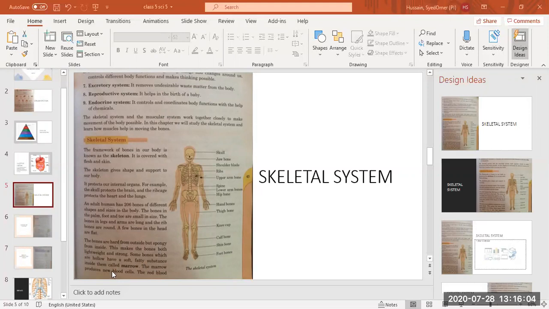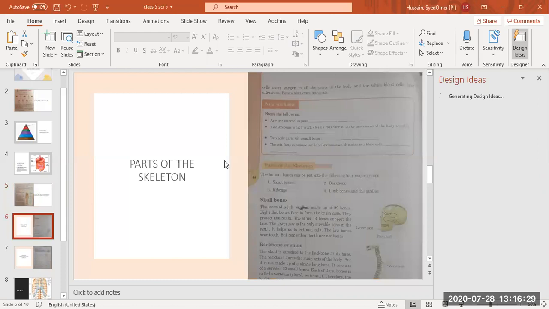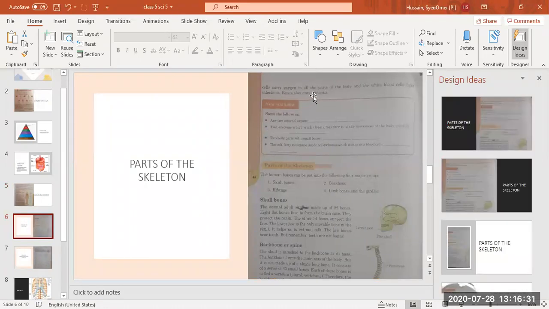The marrow is a pulpy material, very much like pulp. The marrow's function is that it produces new blood cells. So what are blood cells? There are red blood cells, white blood cells, and platelets. The marrow produces new blood cells. The red blood cells carry oxygen to all parts of the body, and the white blood cells fight infection.